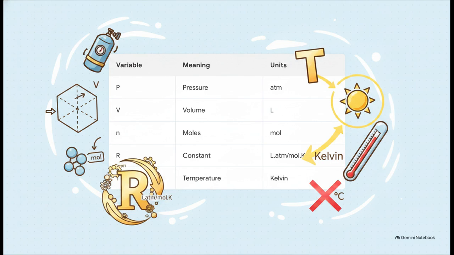PV equals nRT. P is pressure, V is volume, n is the number of moles, and T is your temperature. And then, right in the middle, you've got R. That's the ideal gas law constant, which basically acts as the glue that makes the whole equation work depending on the units you're using.